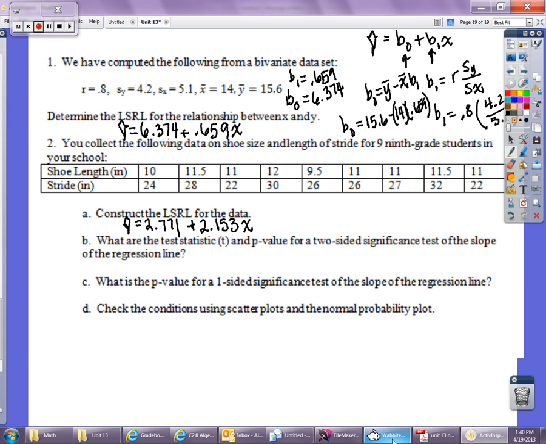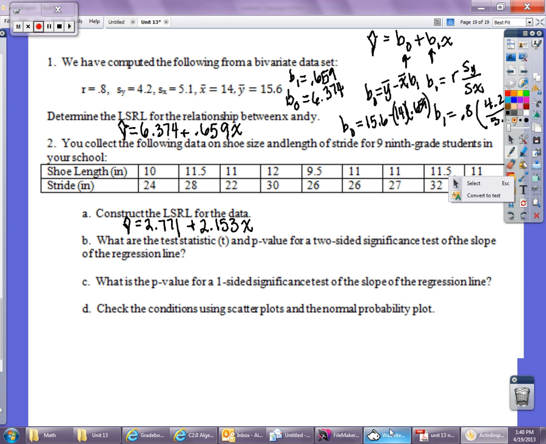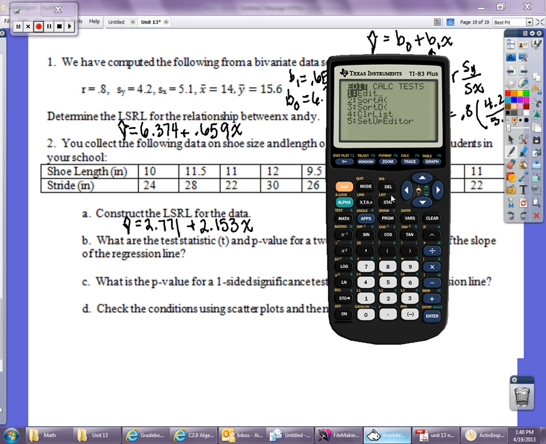What is the test statistic and p-value for a two-sided significance test for the slope of the regression line? So you're going to press stat and arrow over to tests. This calculator doesn't have the confidence interval on it, but I can show you at least the LinReg t-test here. So you're going to press enter, and it's going to ask you where your X list is, which mine is in list 1. My Y list is in list 2. Leave your frequency as 1.